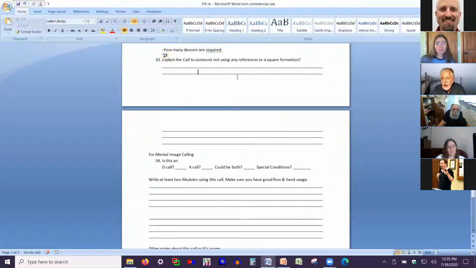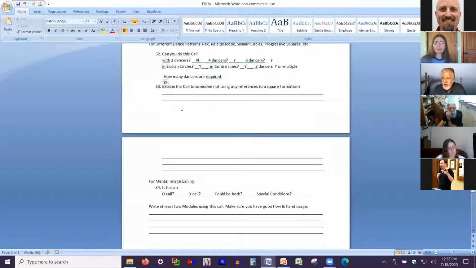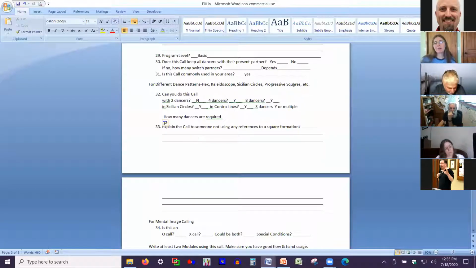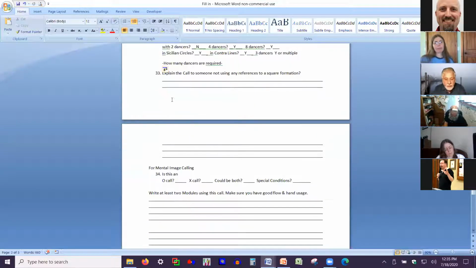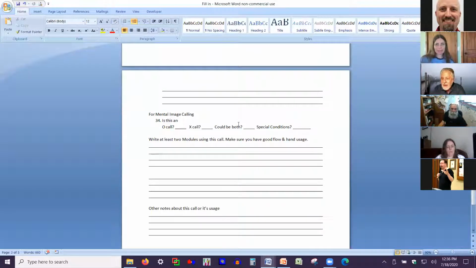We'll skip that. The dancers can do it, but they have to know how to do it from a wave. And as I say, just notes and here's unique things. Well, and if you notice, we're down into the progressive squares, Sicilian circle, hex, kaleidoscope stuff. And so my thinking was, when you're in Sicilian circles, you've got 4 dancers, progressive squares, you usually got squares of 8, hex, kaleidoscope. And so that's where my thinking was. Okay, we'll skip the definition not referring to a square because that's literally, everybody's going to explain it differently.